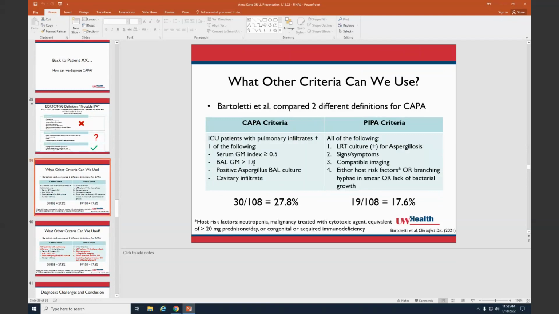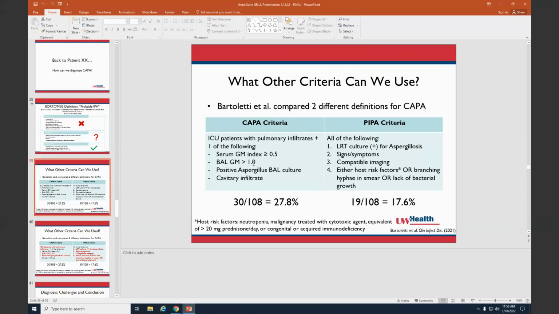Any other questions? Oh, Christine said, is there any data looking at CAPA outcomes in non-critically ill patients, like those on high flow nasal cannula but not intubated? I didn't come across any data. All of the studies were in mechanically ventilated ICU patients, which also makes sense why it was identified as a risk factor in one of the studies. So yeah, unfortunately, I didn't see anything in those not intubated patients.